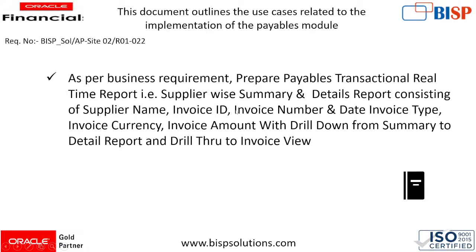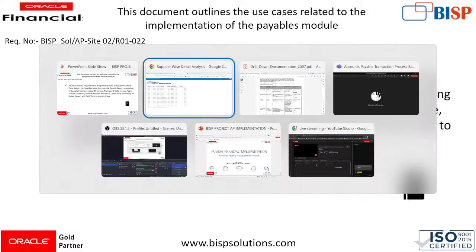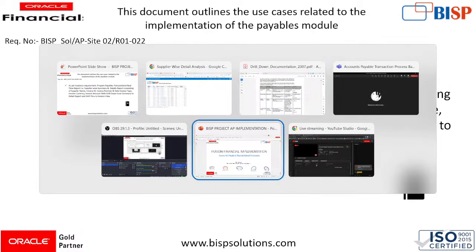It consists of supplier name, invoice ID, invoice number, date, currency, invoice amount, with a drill down from the summary to the detailed report and drill through to the invoice view, right? So that is the way we have done it.